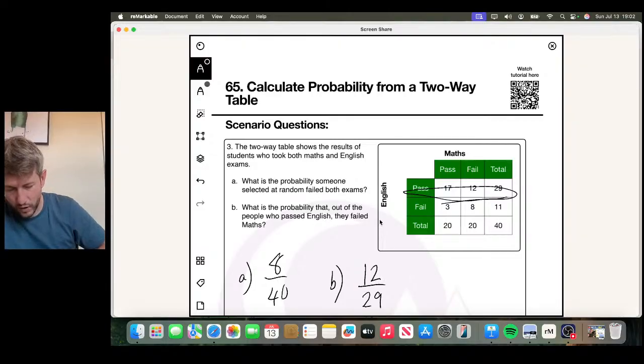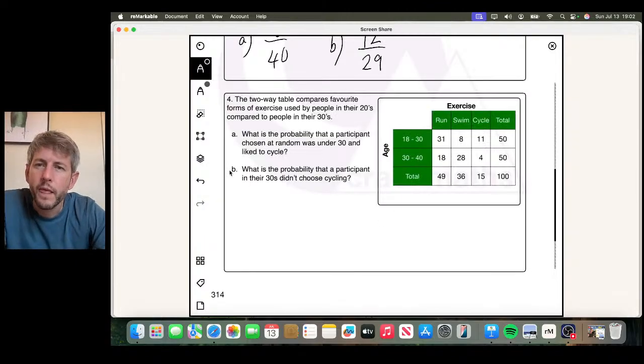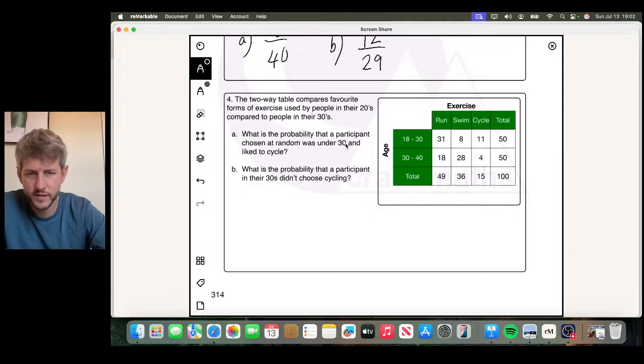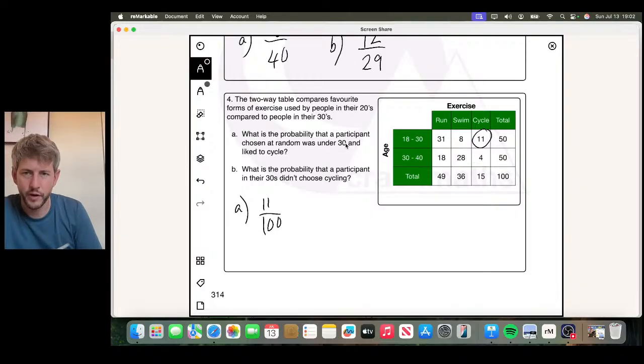Okay, right. Question 4. The two-way table compares favourite forms of exercise used by people in their 20s compared to people in their 30s. What is the probability that a participant chosen at random was under 30 and liked to cycle? Under 30, liked to cycle, that's these 11 people here. Okay, so that's 11 out of 100.